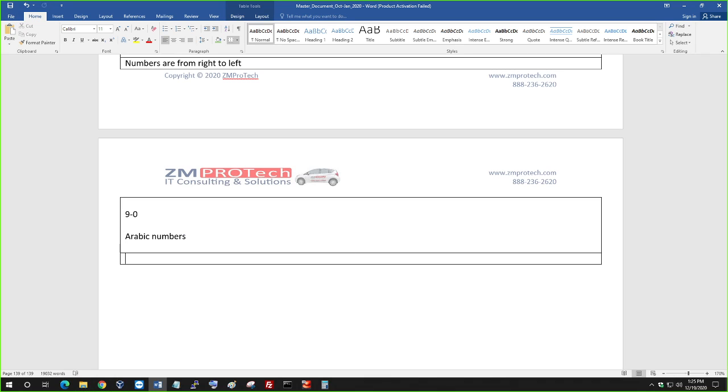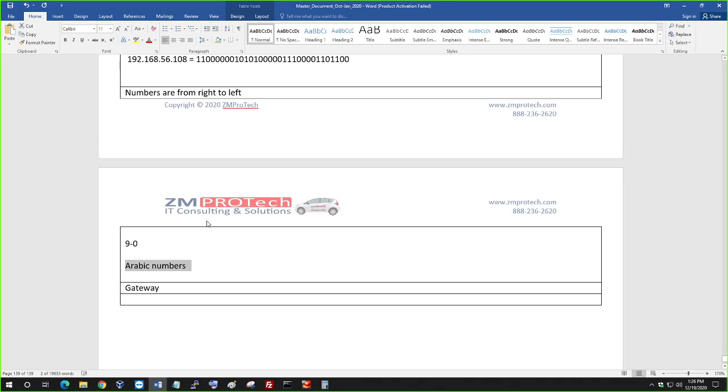All right, let's move on from here, gateway. This can prove that the system recognizes only Arabic numbers. That's going to prove that Arabic is a language of God. You could claim that.